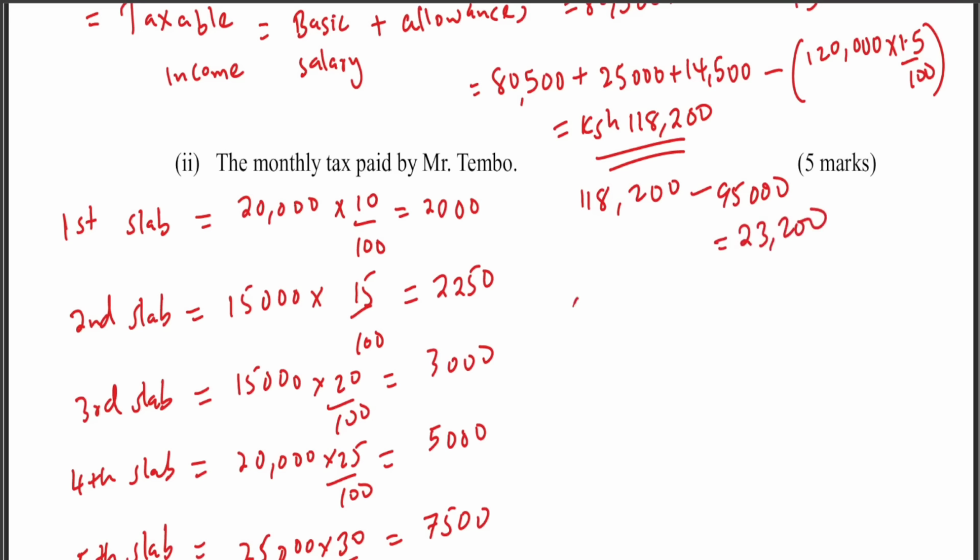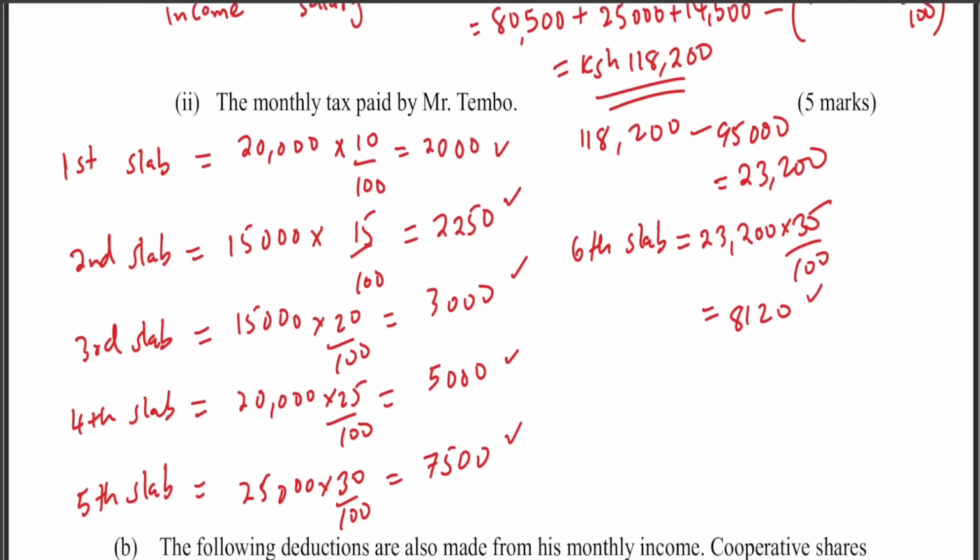The last slab, which is the sixth slab, should be 23,200 times 35%. Let's see how much it gives us. 23,200 times 0.35 gives us 8,120. Yeah, 8,120. So now let's add up all of this together to give us our final answer.